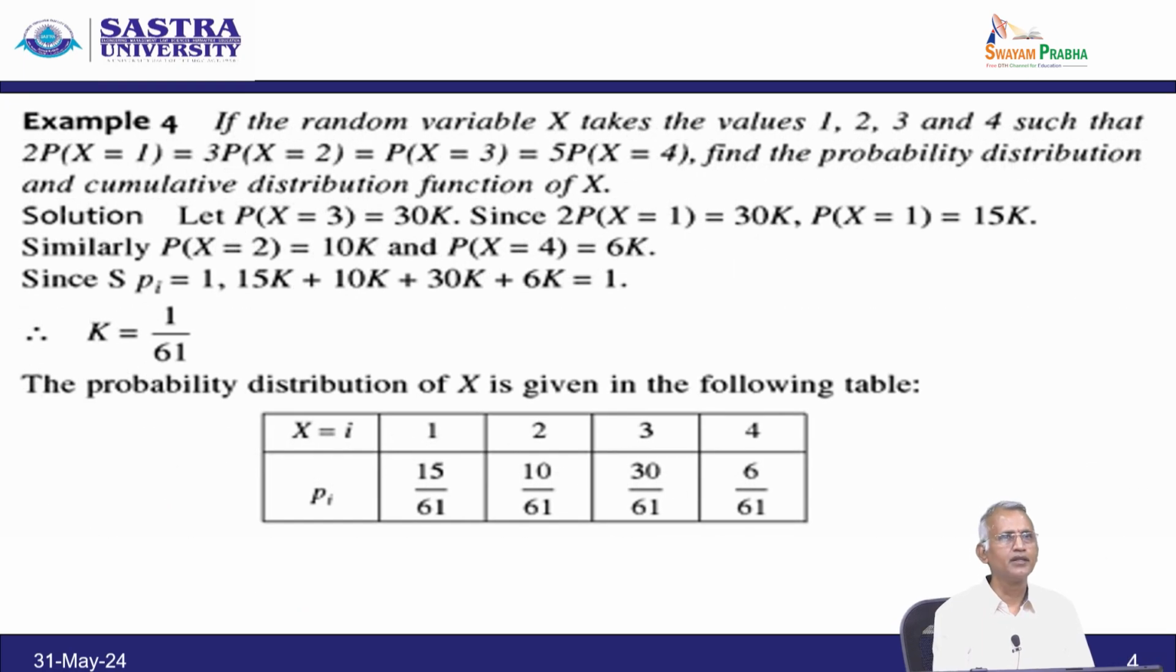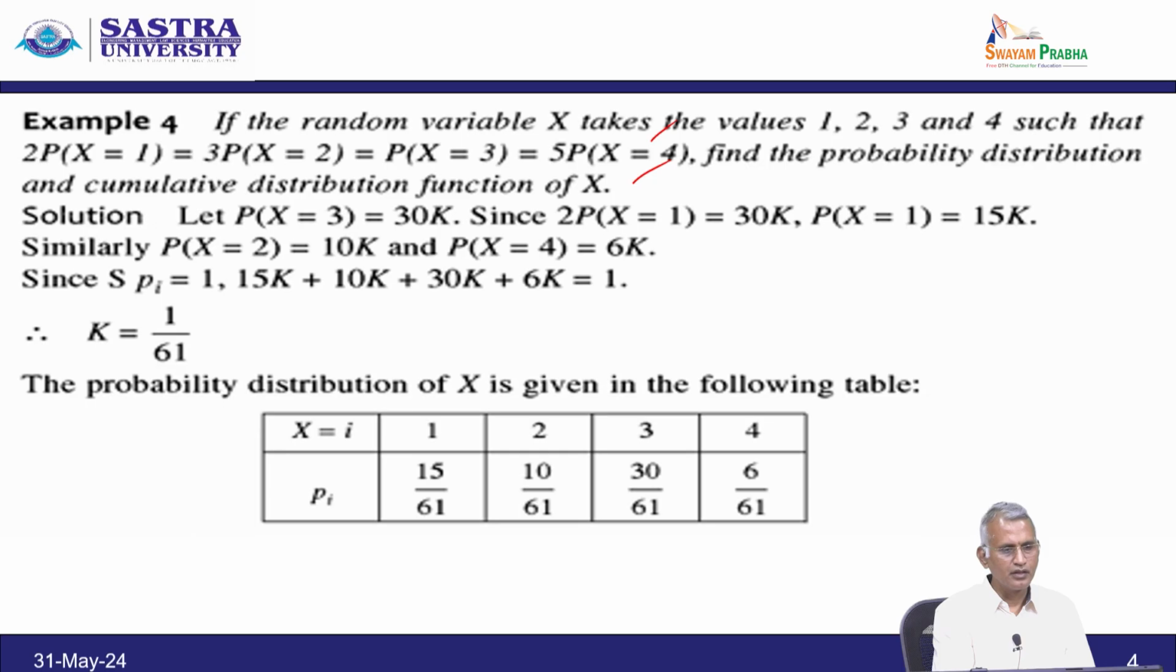Next example, the random variable x takes the values 1, 2, 3 and 4 such that 2 into p of x equal to 1 and 3 into p of x equal to 2, which is equal to p of x equal to 3 and equal to 5 into p of x equal to 4. Find the probability distribution and the cumulative distribution function of x.